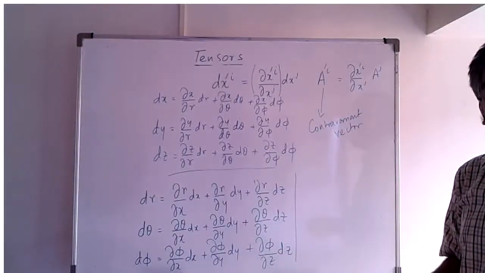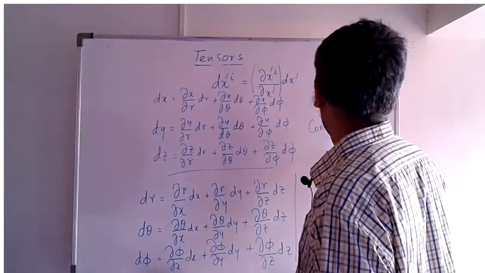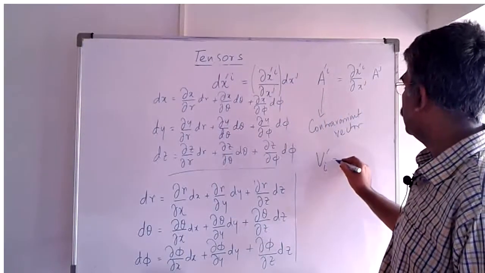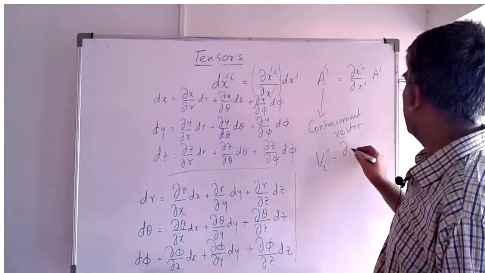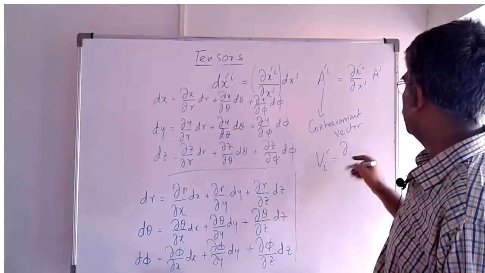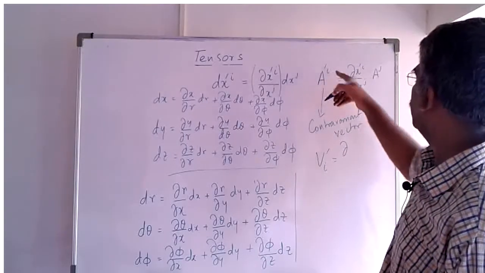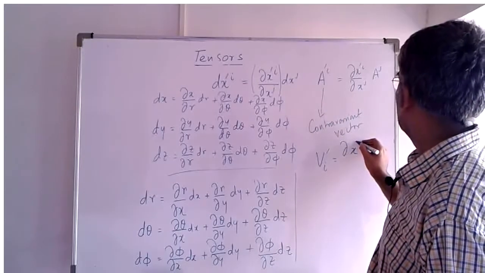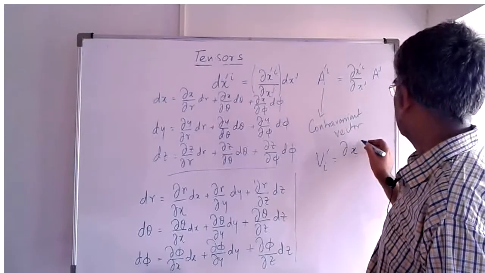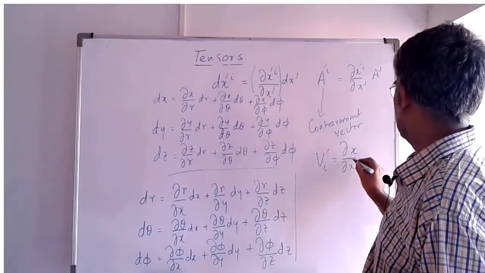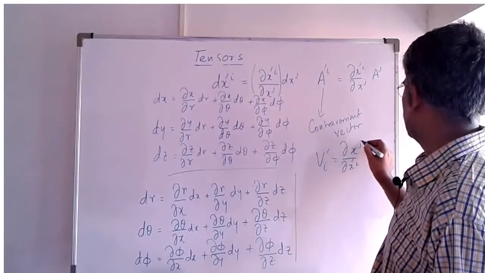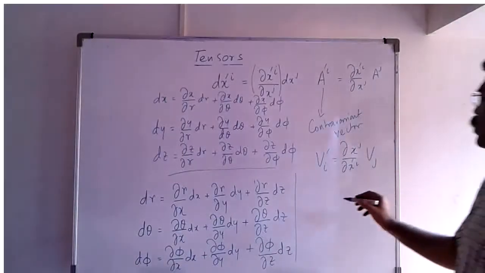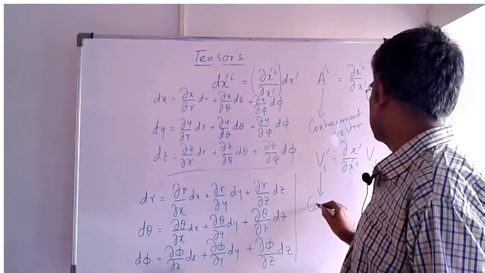It transforms like a vector field. I think you remember the index will be below. So this is del x j del x prime i, with i here as the free index, times B j. So this is the covariant vector.